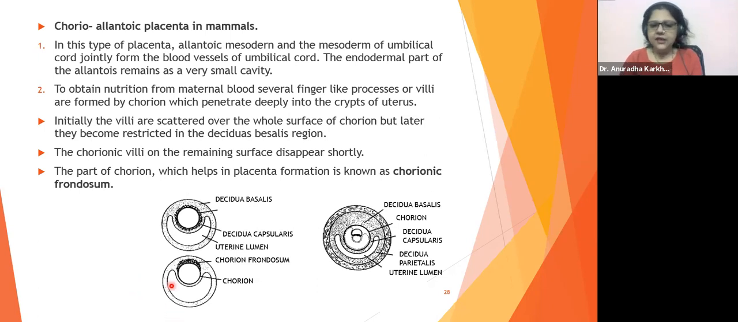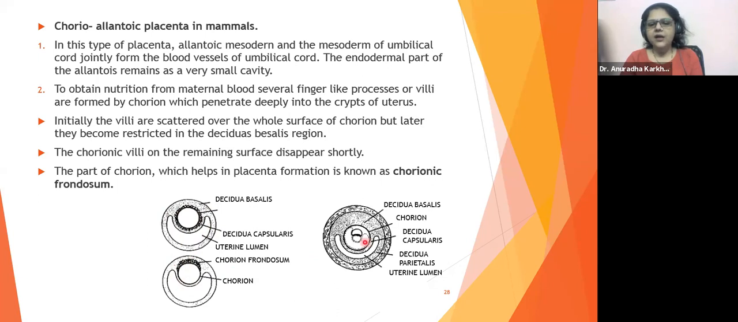So here you can see, this is the decidua basalis, as we call it. This is the decidua capsularis. Capsularis means the head. Basalis means the base. This is the uterine lumen. You can see this chorion frondosum, which is going to help in the placenta formation in this area. What is this chorion frondosum? Nothing but chorionic villi. So this is the chorion and the villi which are present in this zone.